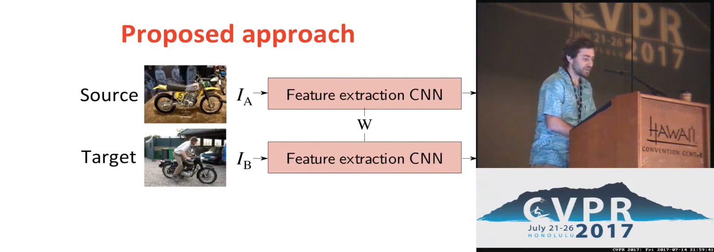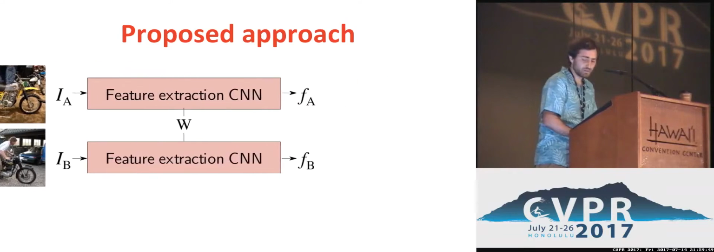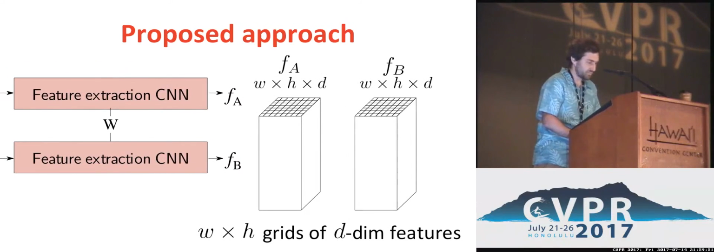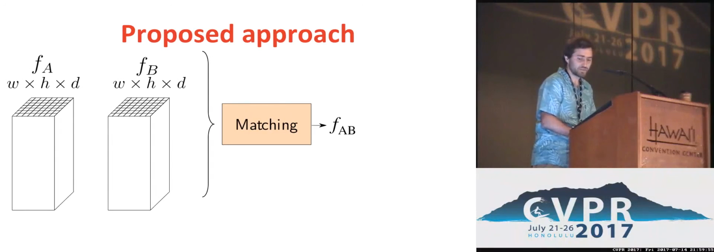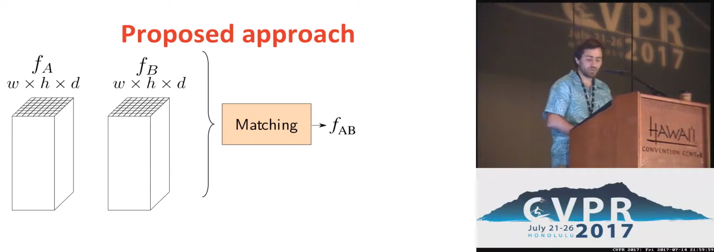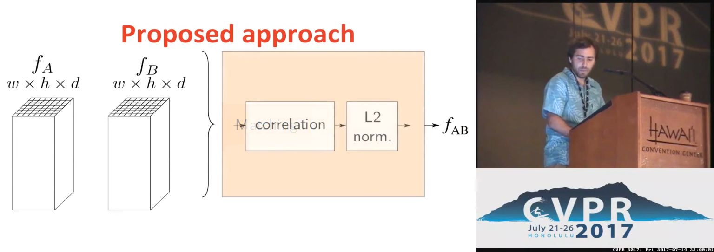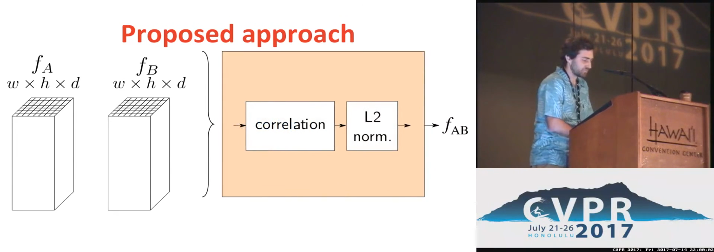We start with the source and target images, which are passed to a Siamese feature extraction CNN with shared weights. On the output, we obtain two dense feature grids. These dense feature grids are then input into the second stage, the matching layer. The matching layer is internally composed of a correlation operation and an L2 normalization.